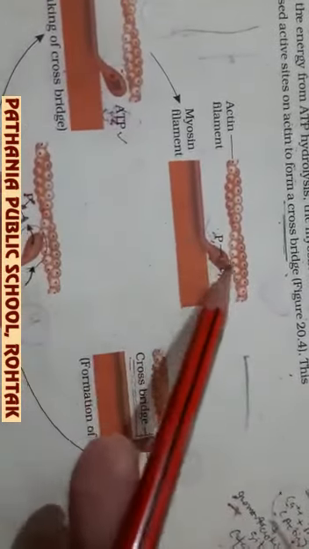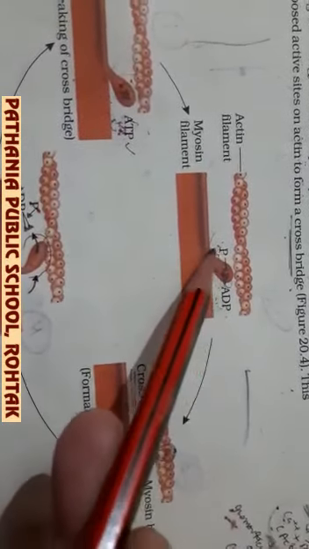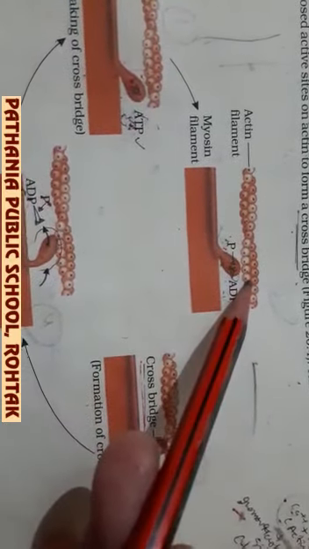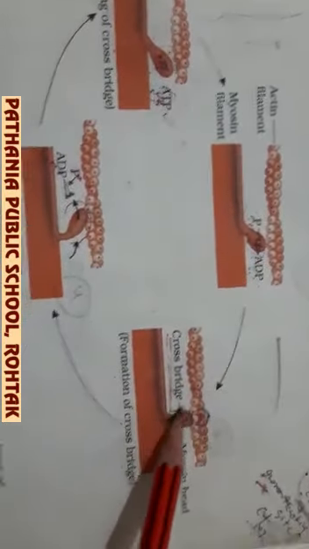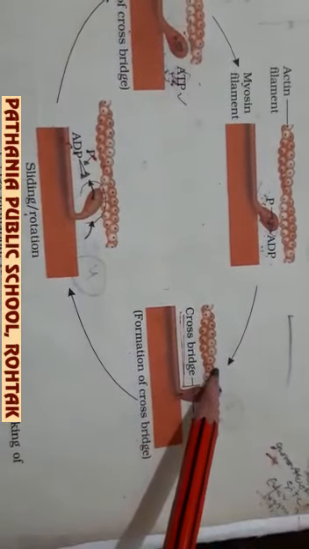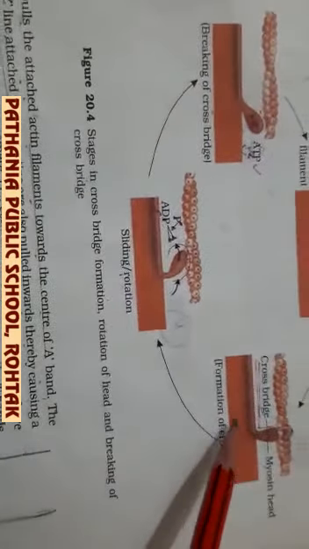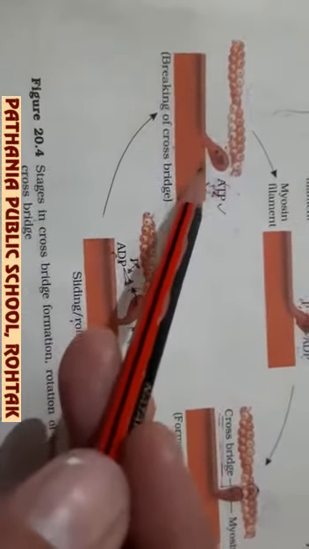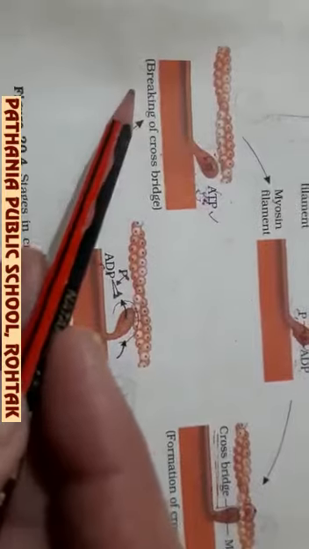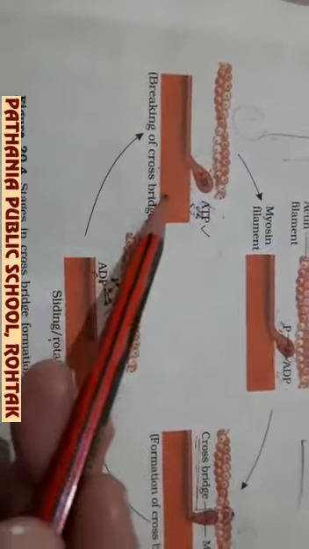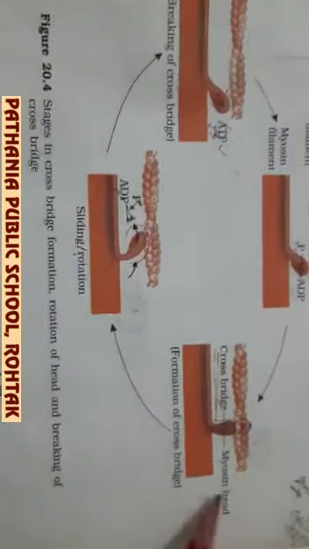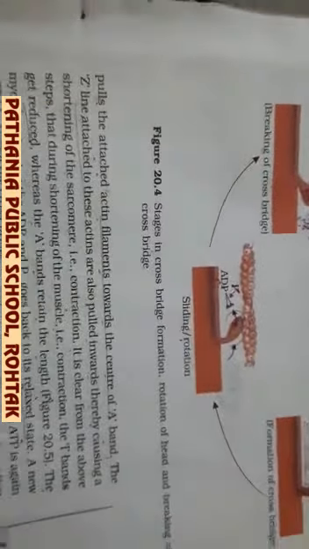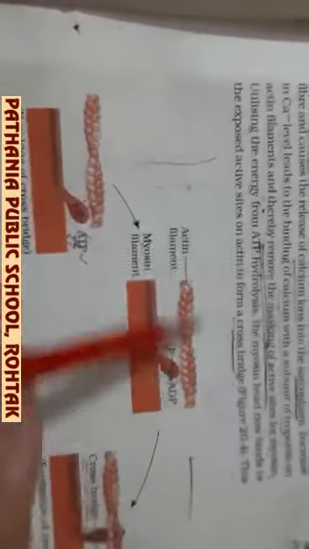This ATP will further break down into ADP and inorganic phosphate. This myosin head will again bind with the actin filament. Again it will pull the actin filament towards the center. And again when the muscle relaxes, the formation of ATP will again take place. So this is the breaking of the cross bridge in the relaxed stage of the muscle and formation of the cross bridge in the contraction stage of the muscle. So this is being explained here.